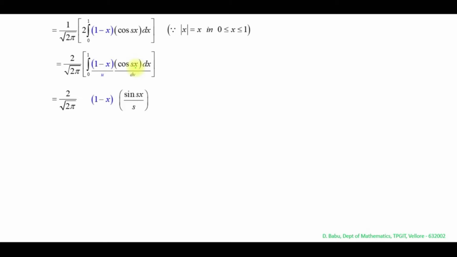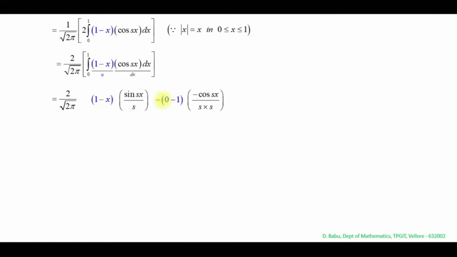Next alternate term minus, to differentiate the blue bracketed term and integrate the black bracketed term. That is, we have to differentiate the first term. Next we have to integrate the second term. So alternate term, the differentiation of this one equal to minus 1. Integration of this one equal to minus cos sx divided by s into again 1 by s.